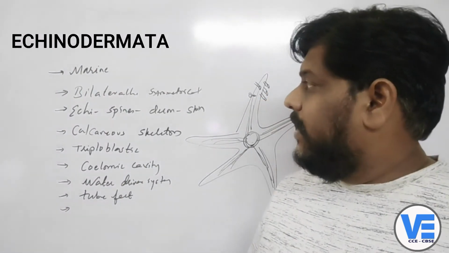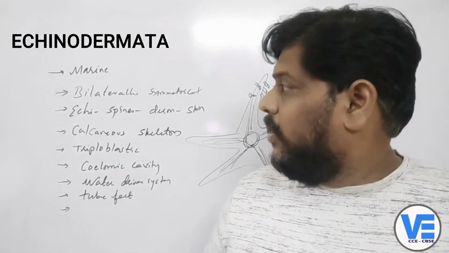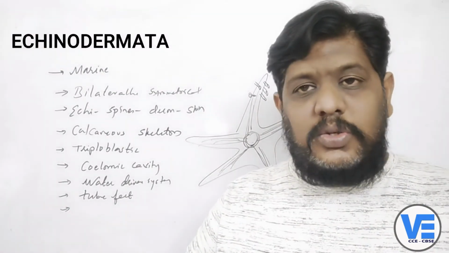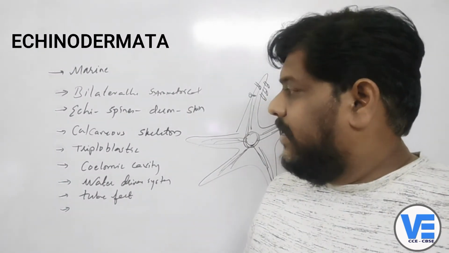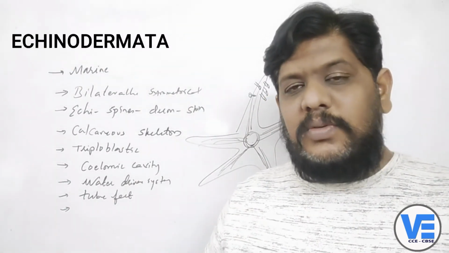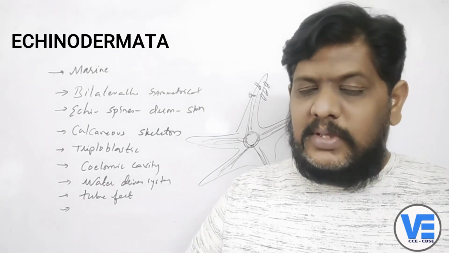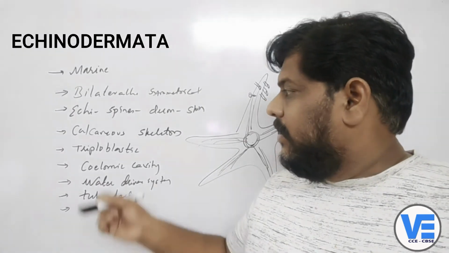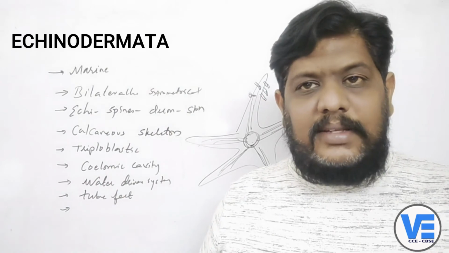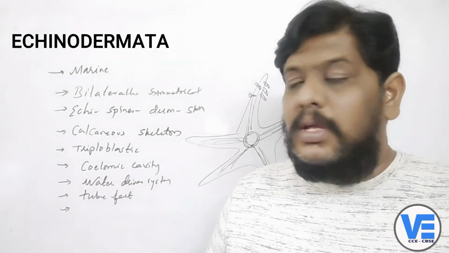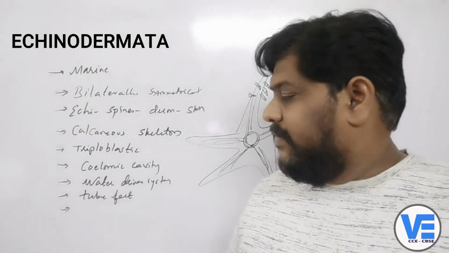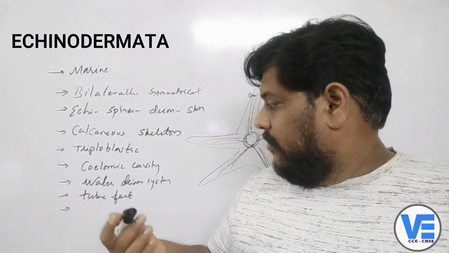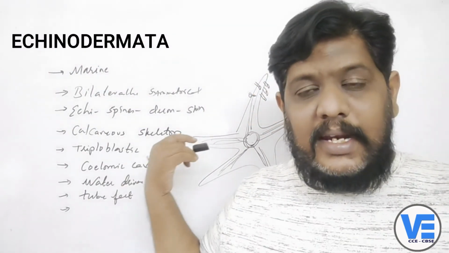So Echinodermata are marine animals. They live in salt water. They are bilaterally symmetrical and also show triploblastic cells. They have spines on the body. That's why the skin has spines, and so it's called Echinodermata. It has a calcareous skeleton, that is a skeleton made up of calcium carbonate, and they have a coelomic cavity, and they have a water vascular system with radial canals and all.